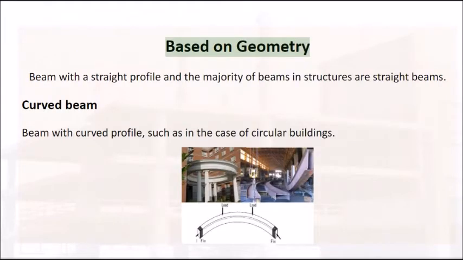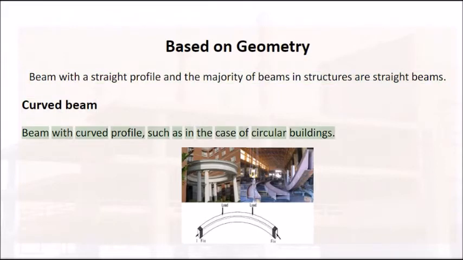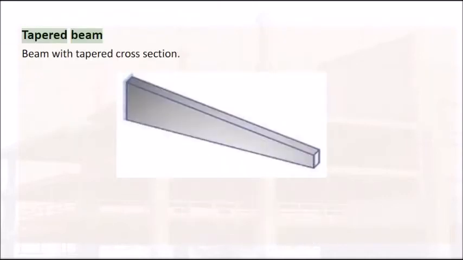Based on geometry. Straight beam: a beam with a straight profile, and the majority of beams in structures are straight beams. Curved beam: a beam with a curved profile, such as in the case of circular buildings. Tapered beam: a beam with a tapered cross-section.